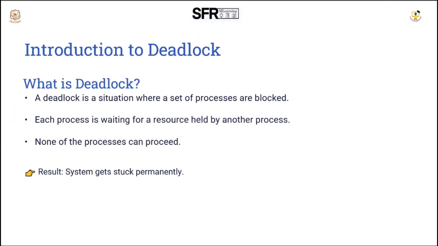So, what is a deadlock? A deadlock is a situation where a set of processes are blocked. Each process is waiting for a resource held by another process. None of the processes can proceed. Result: the system gets stuck permanently.